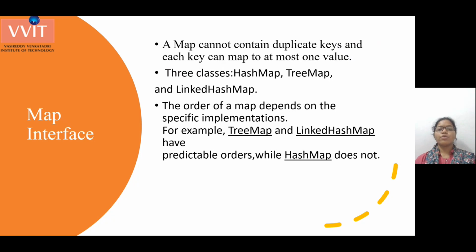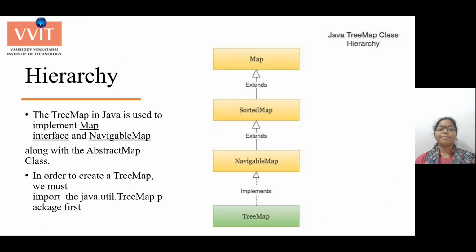Now let's move on to our main topic, TreeMap. Let's see the hierarchy of TreeMap. A TreeMap implements NavigableMap, and the NavigableMap interface extends the SortedMap interface, and SortedMap extends the Map interface. So a TreeMap in Java is used to implement the Map interface and NavigableMap along with the AbstractMap class.